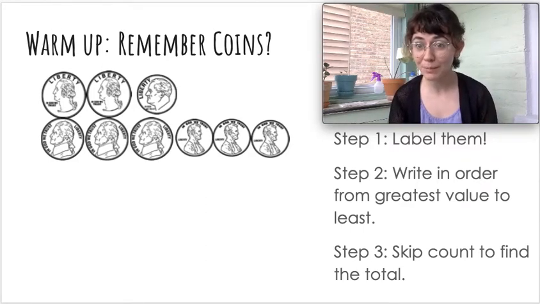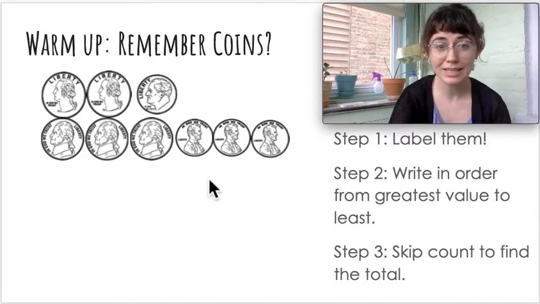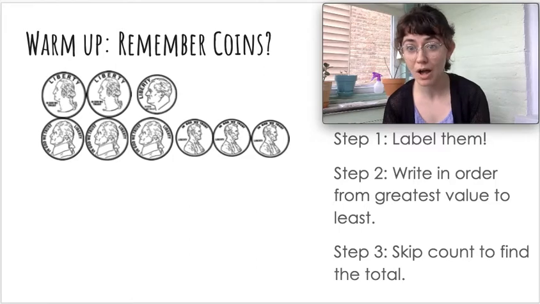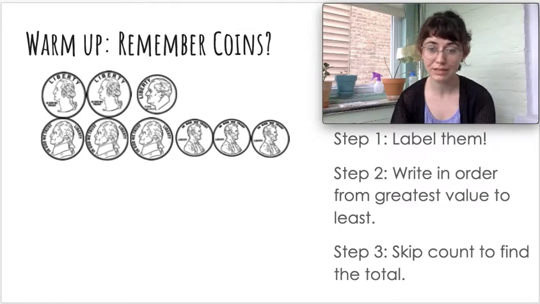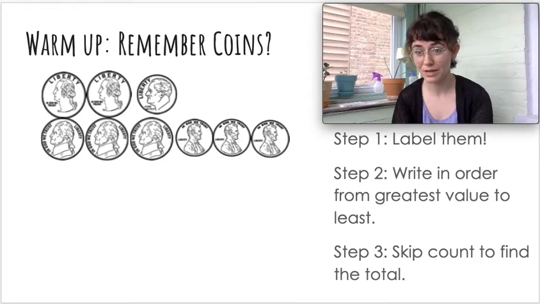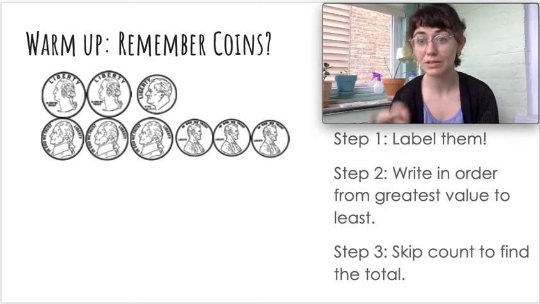So those are our coin poems, and that helps us remember how much they're worth. When we look at a set of coins, step 1 is label our coins. Step 2 is write them in order from greatest value to least. Step 3 is skip count to find the total. You might want to pause the video and just try it on your own, or you might want to learn along with me. I'm going to let that be your choice. But I'm going to keep going, so if you want to try it on your own, just press pause.